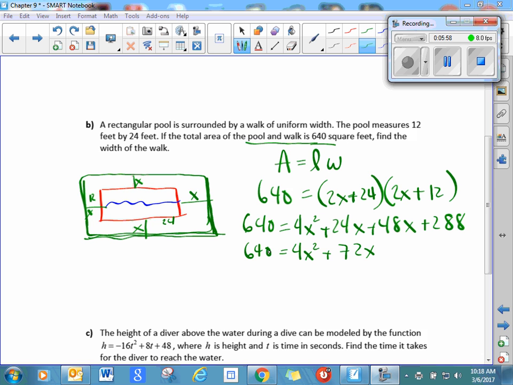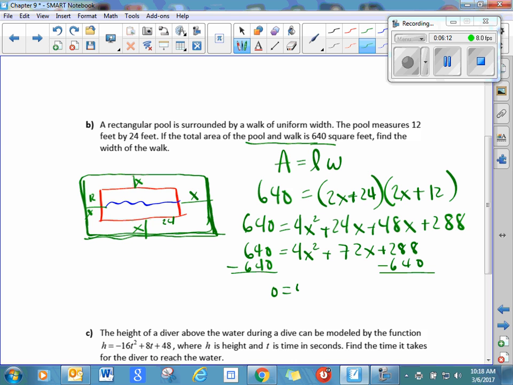So we need to end up setting this equal to 0 to solve this quadratic equation. So if I have plus 288 here, the next thing I'm going to do is subtract 640 from both sides. So now I have 0 equals 4x squared plus 72x minus 352. I knew I needed to end up with a negative sign there. Okay, so now I'm on my way.